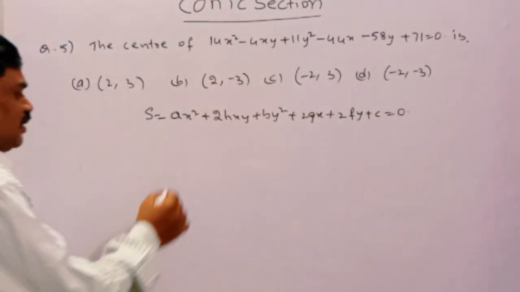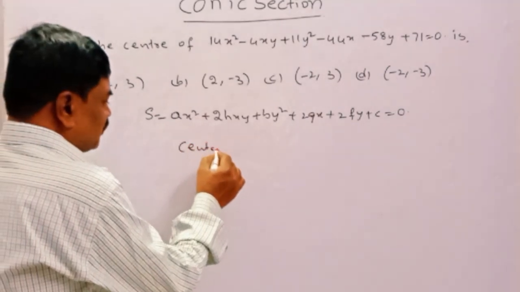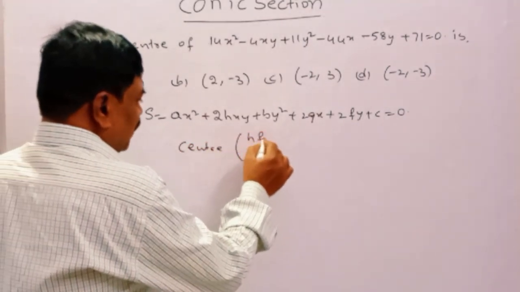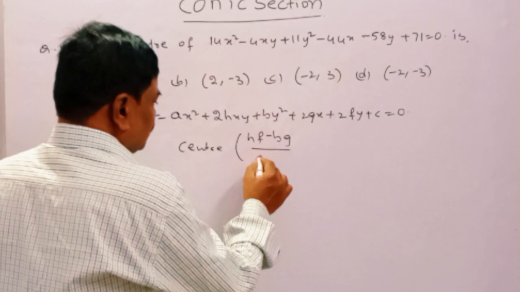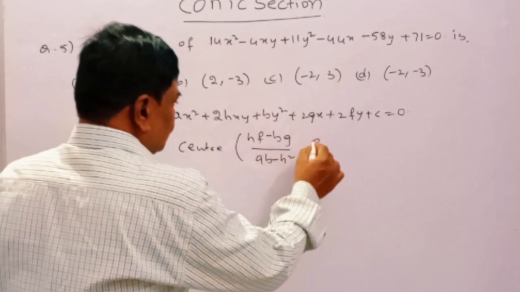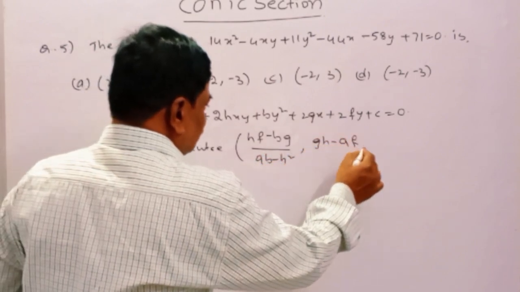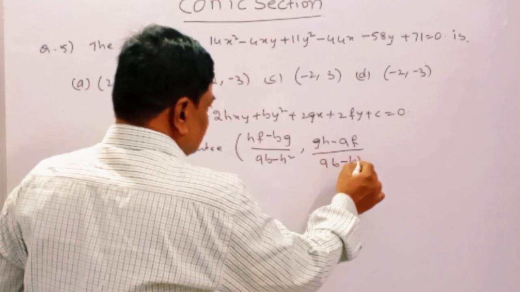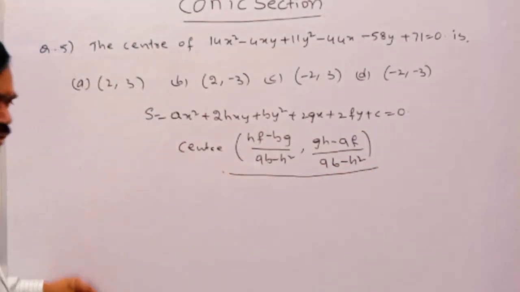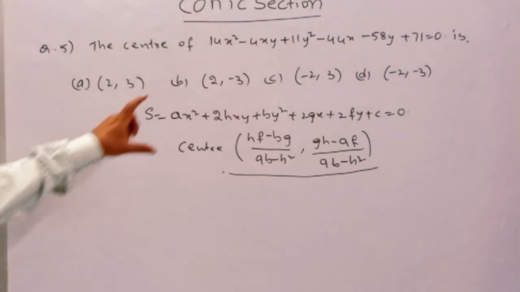Then what is the center? The center formula is hf minus bg by ab minus h square comma gh minus af by ab minus h square, the center of the conic section. This is the formula. You can do this problem yourself.